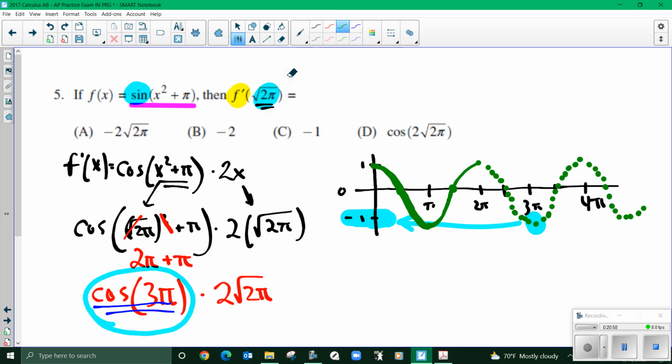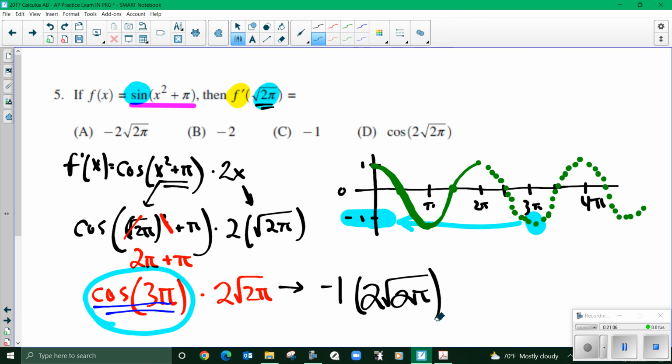So let's rewrite that. -1 times 2 square root of 2 pi. And all we're going to do is negate that. So it's -2 square root of 2 pi. Ooh. Choice A. Not too bad.